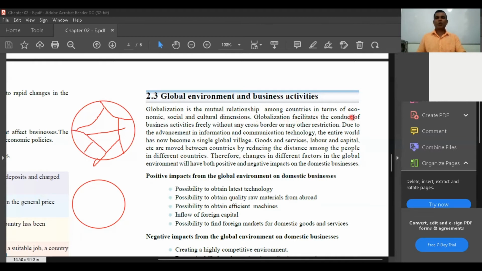Globalization facilitates the conduct of business activities freely across borders, without any limitations or any other restrictions. There are no restrictions, no limitations. Due to the development of communication technology, the entire world has now become a single global village. That is what we call global village.